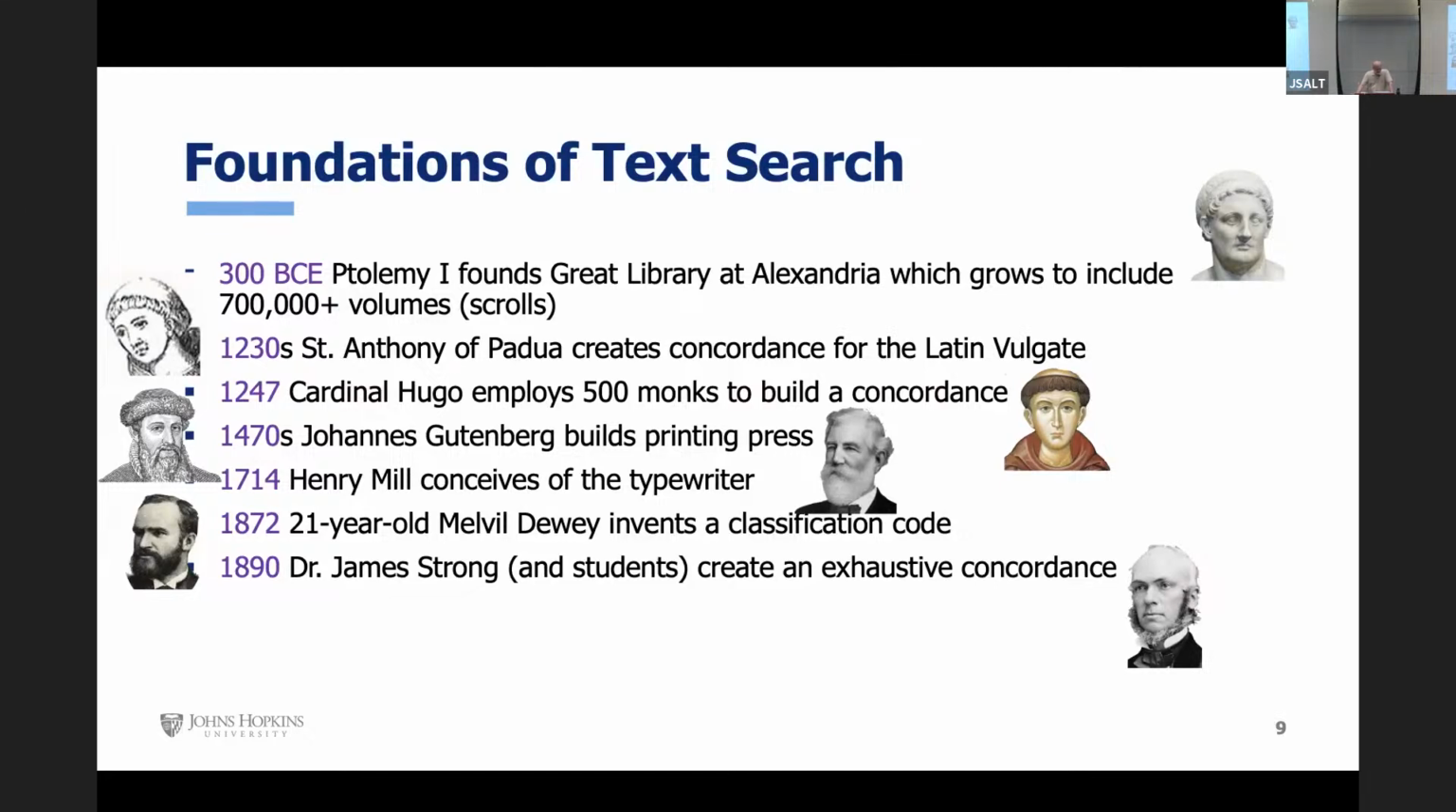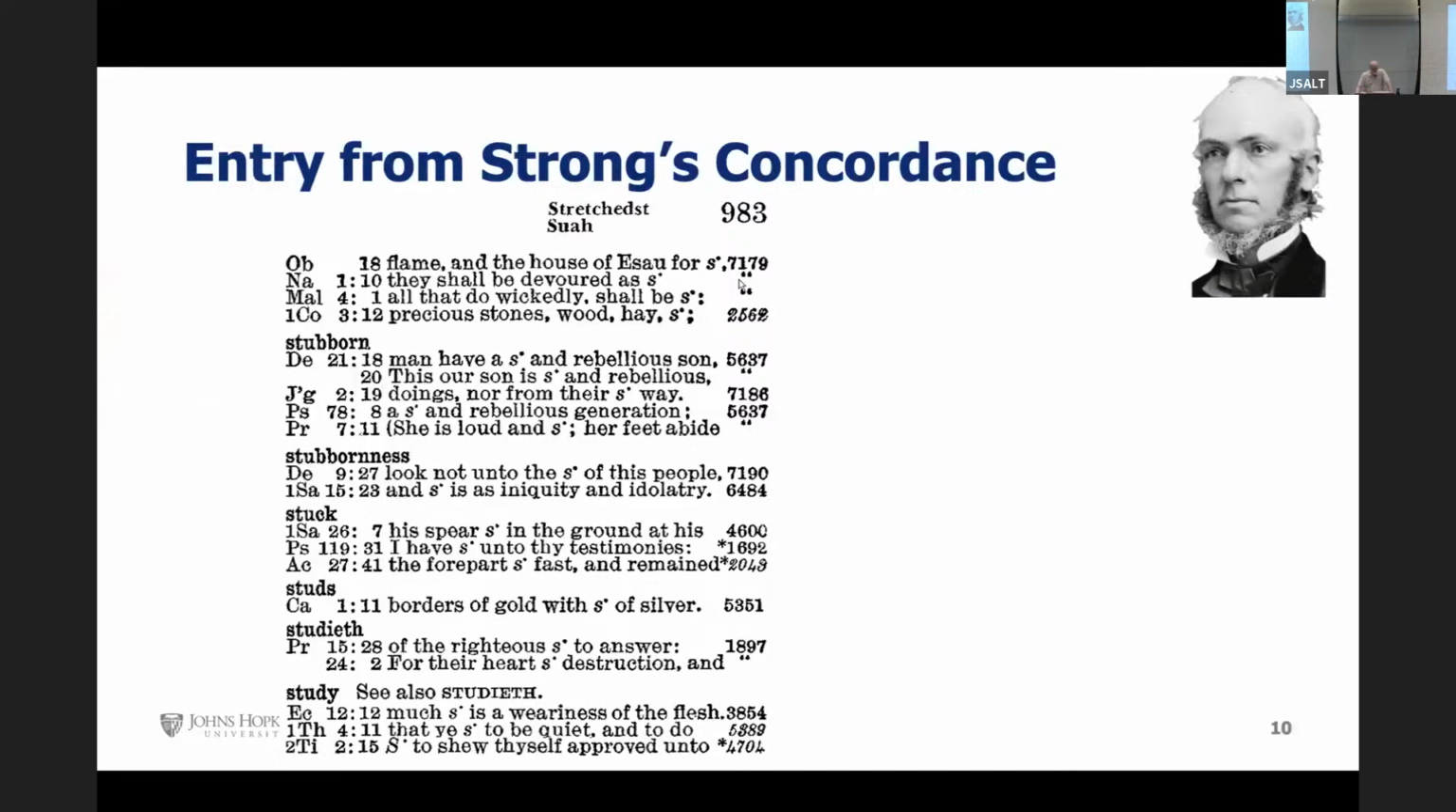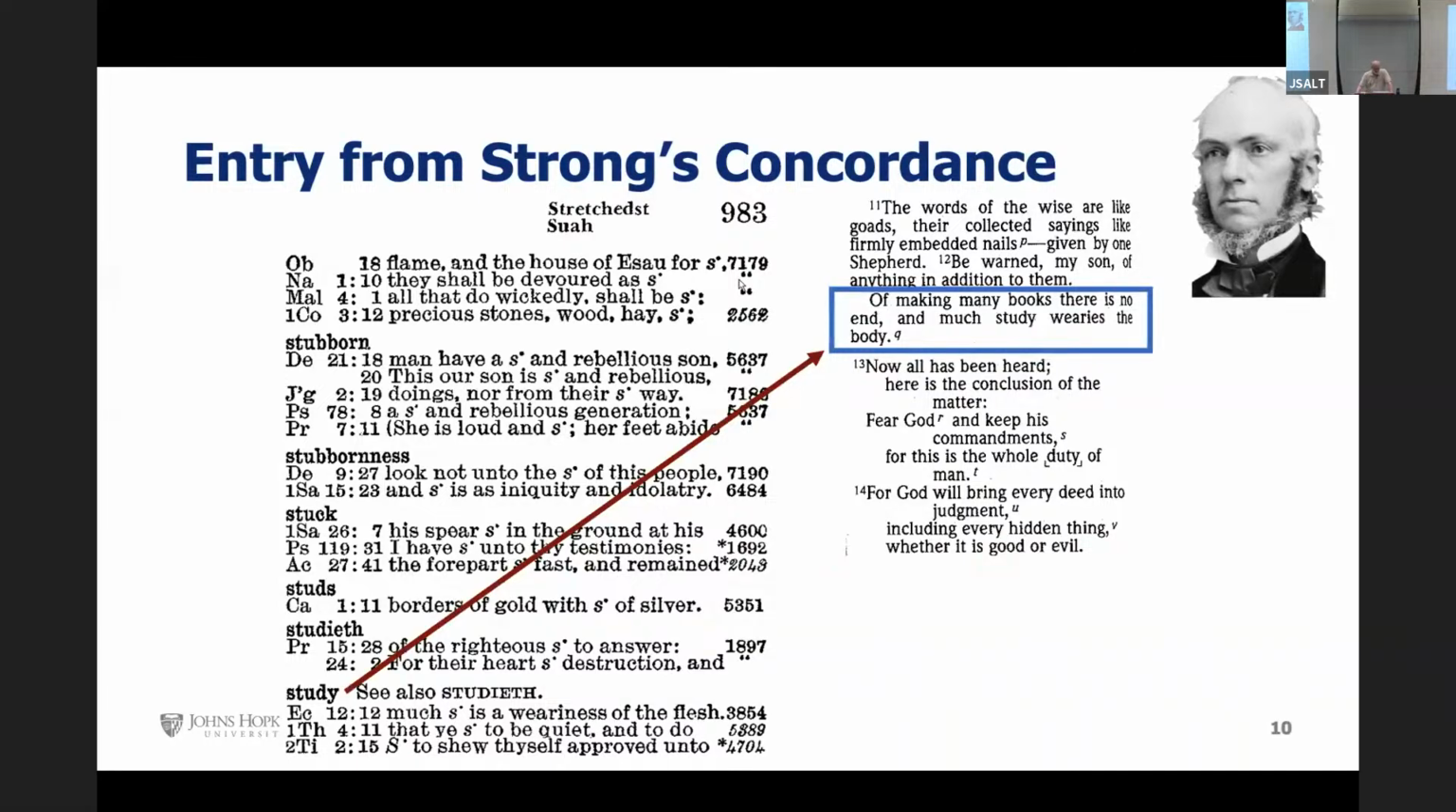In 1890, an exhaustive concordance of the Bible, and I think it was King James, was built. And this is an example from it. So this is part of the Strong Concordance. And you can see that it has a bunch of different words. Here's the entry for study. And if you look at the first line, it says in Ecclesiastes 12:12, there is the use of the word study. And if you actually go and look at it, we see the word study there.